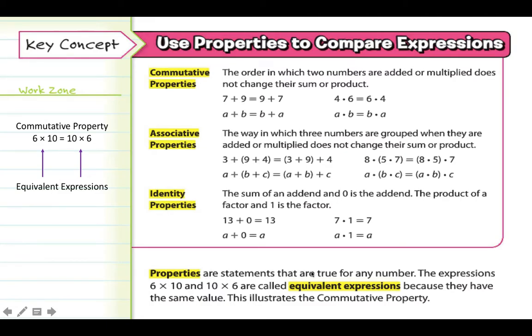Now, properties are statements that are true for any number. So if they're true for any number, we can use variables to represent the commutative properties, the associative properties, as well as the identity properties, where A and B are used in the commutative property and switched. A, B, and C are grouped differently in the associative properties, and A is used to represent any number plus 0 and any number times 1. The expressions 6 times 10 and 10 times 6 are called equivalent expressions because they have the same value, and they illustrate the commutative property.